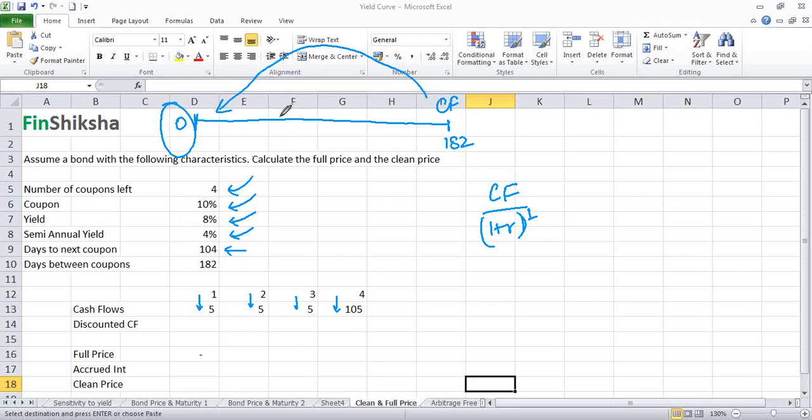But in the question we are saying that I'm already through 78 days, because only 104 days are left to the next coupon period, which means I cannot discount it by this full period. The amount of period left is given by 104 by 182. This is the period left. So if I convert this to years, this much is left, and hence I have to discount it only from this point to this point. Correct? So let's try and calculate that.